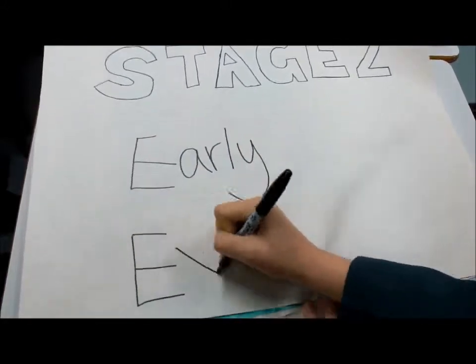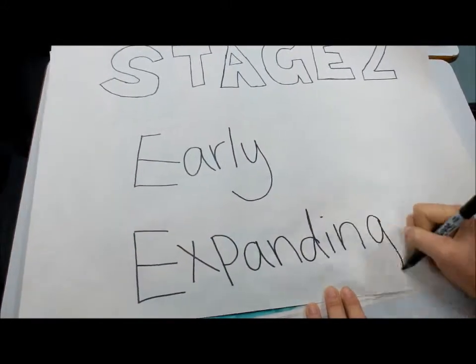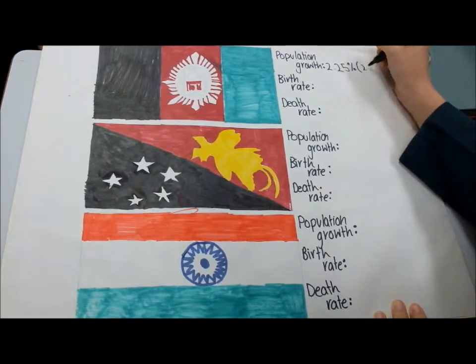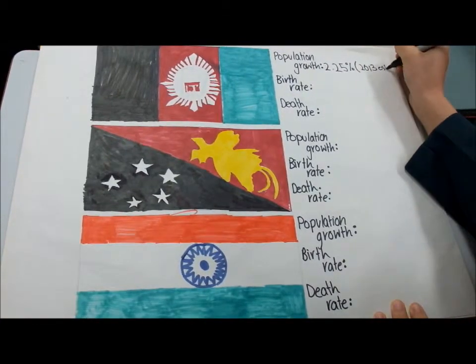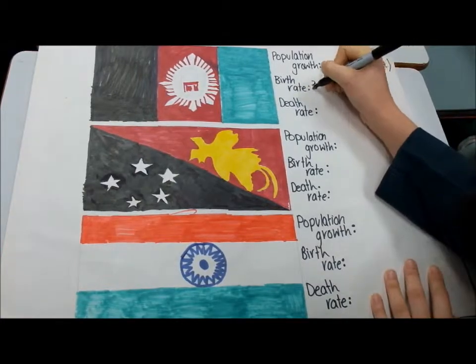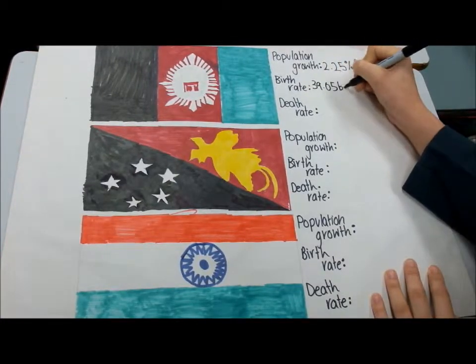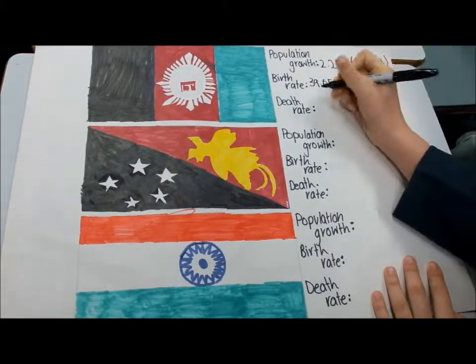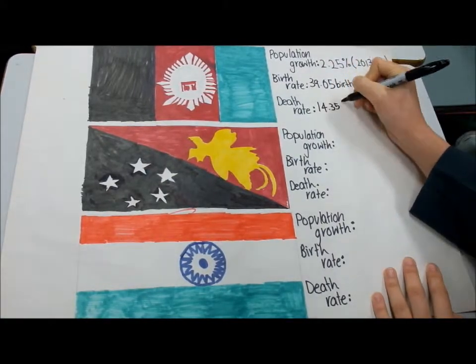Stage 2. Early expanding. Birth rates remain high, but death rates fall rapidly. The result is a rapidly growing population. Examples of countries in this stage include Afghanistan. Population growth rate 2.25%, birth rate 39.05 births per 1,000 population, death rate 14.35 deaths per 1,000 population.